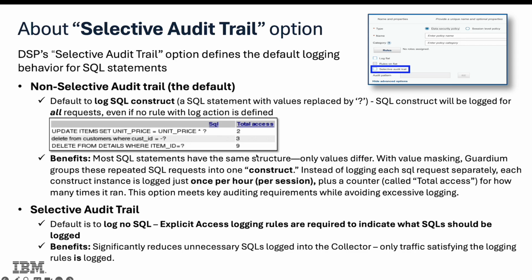actions exist. Its benefit? It doesn't miss any SQL constructs, meeting the key auditing requirements while avoiding excessive logging. On the flip side, Selective Audit Trail logs no SQL by default. With Selective Audit Trail on, to log SQLs, you must explicitly add access rules with logging actions for the SQLs you need. Otherwise, they won't be logged at all. The benefit of Selective Audit Trail is that it cuts down unnecessary logging to the collector. Only traffic matching the logging rules gets logged.